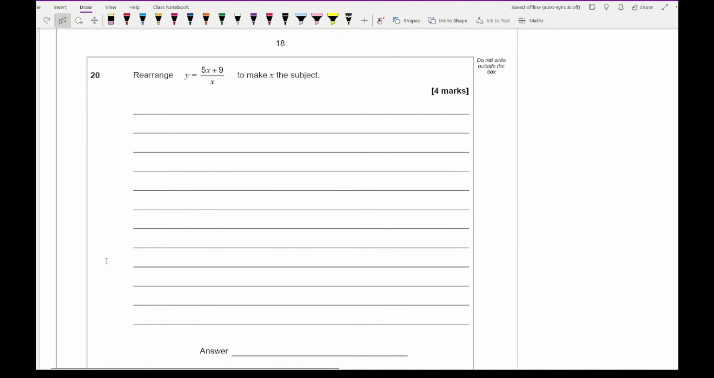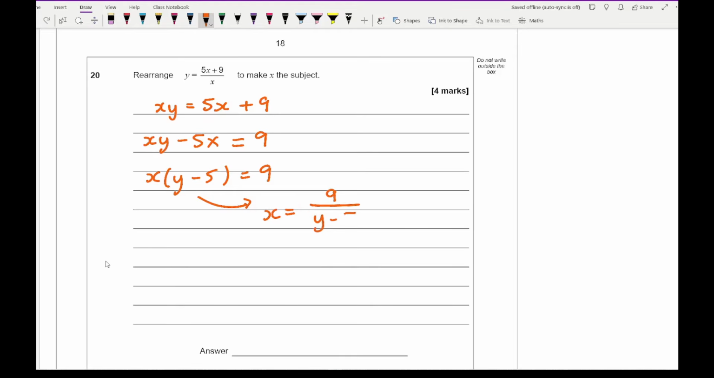Moving on to question 20, it says rearrange, and we've got this. So first of all, I want to make x the subject. So if I take x to the other side, I end up with xy equals 5x plus 9. Then I want to group all my x's together, in which I get that. Then I want to factorize, and I get that. And then what I want to do is take that bracket over to the other side, so I get x equals 9 over y minus 5, and there is my rearrangement.